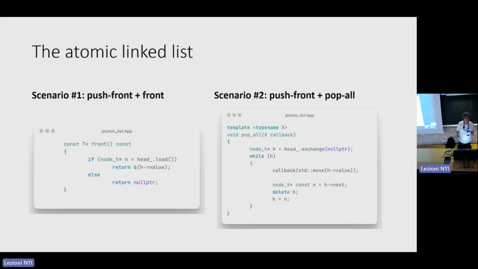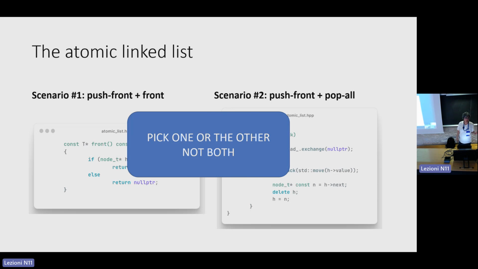Is this safe? No, not both. One of the two. If you have a list where you may return the first element to someone else, then you cannot delete anything. So you can construct a list that has either push front and front, or push front and pop all. Not all three at the same time. If you mix all of them, it's a recipe for disaster.